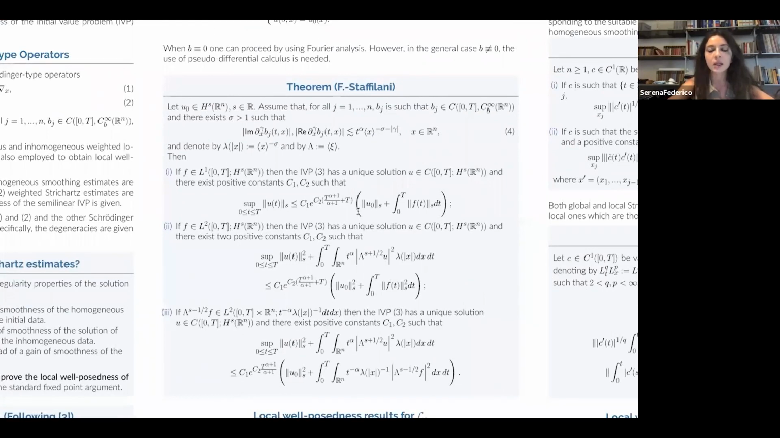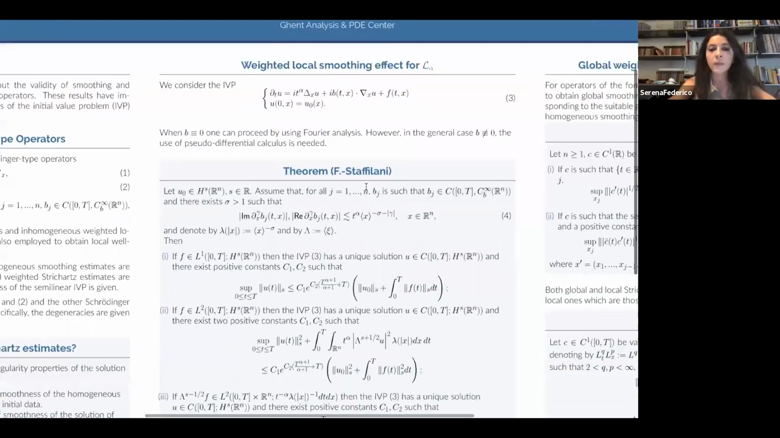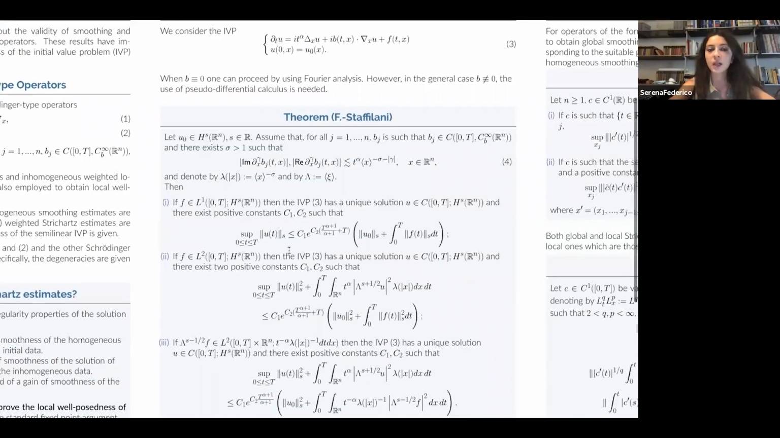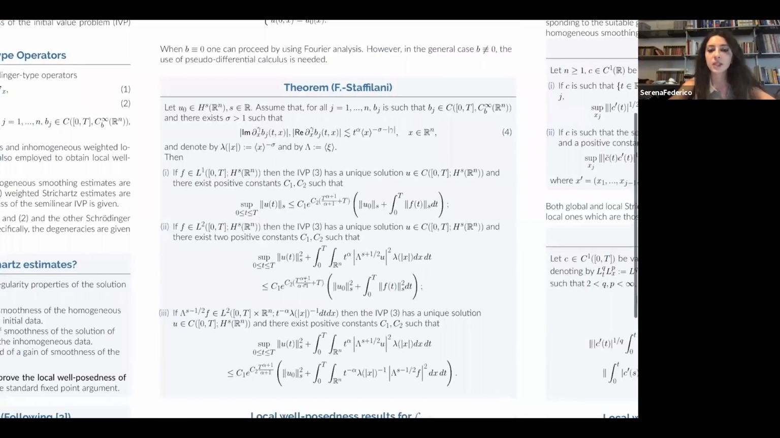If we do so, we can prove the following general result, which is true in both cases. I won't go into the details of the theorem, but what is important is to consider this condition given in equation 4. Essentially, in order to prove the smoothing effect, we need to impose some decay conditions on these coefficients Bj, which are those appearing in this part. If this condition is satisfied, depending on the regularity of the function f, which is the non-homogeneous term here, we can prove these three estimates given in points 1, 2, and 3.